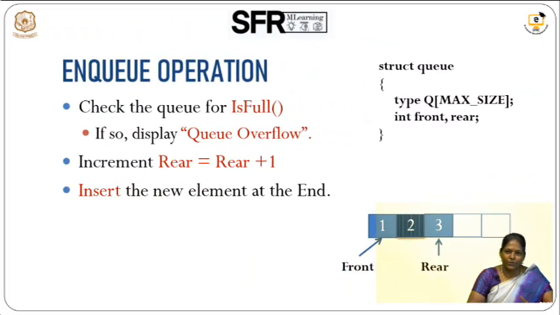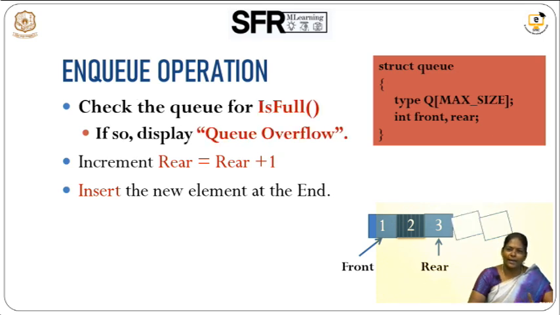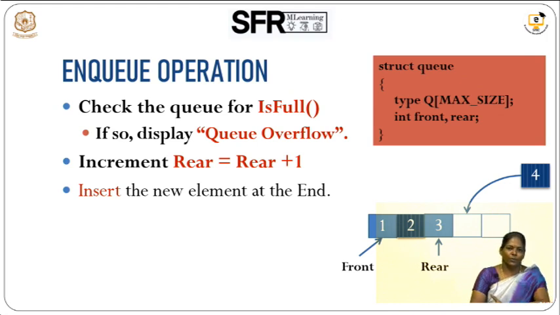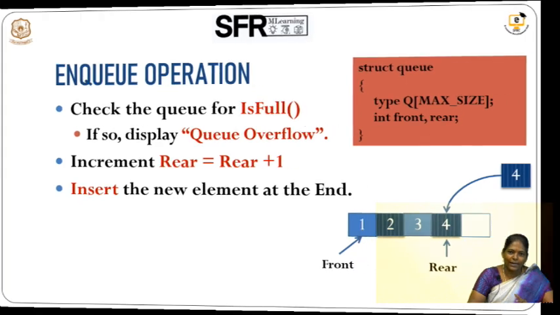The first operation we are going to see is the enqueue operation. Here before inserting any element into the queue, we have to check whether the queue is full or not. If the queue is full, it is already overflowed, we cannot insert any element into that queue. If it is not full, then we have to insert the new element into the available position. For that purpose we have to move the rear position forward, that is rear is equal to rear plus 1, and after that we will insert the new element into the queue as shown in the diagram. So, this is the enqueue operation.